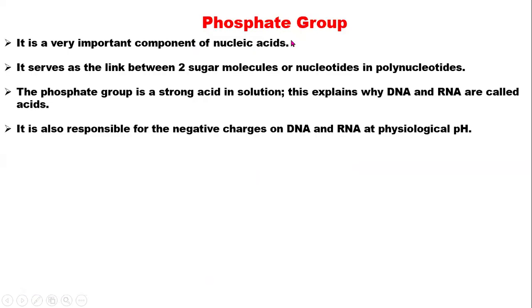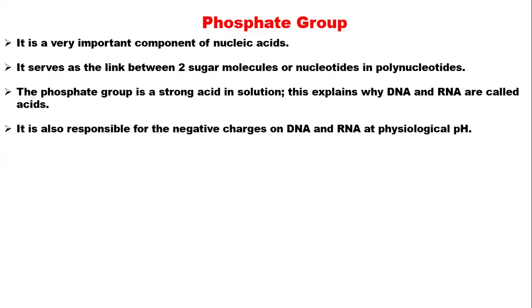So what is this phosphate group? We said this phosphate group is part of the three components of the nucleotide. So it is a very important component of nucleic acids. It serves as the link between two sugar molecules or nucleotides in polynucleotides. When we say polynucleotides, they are what? Polymers of nucleotides, that is, nucleic acid. So you take note that this phosphate group is important in nucleic acid and it serves as a link between two molecules of nucleotides in polynucleotides.